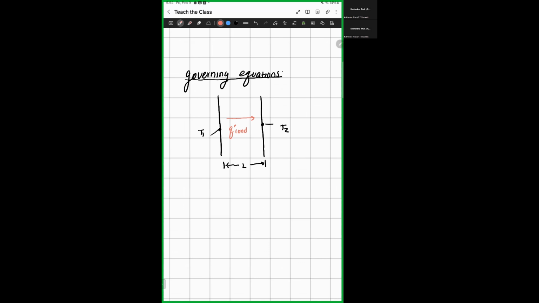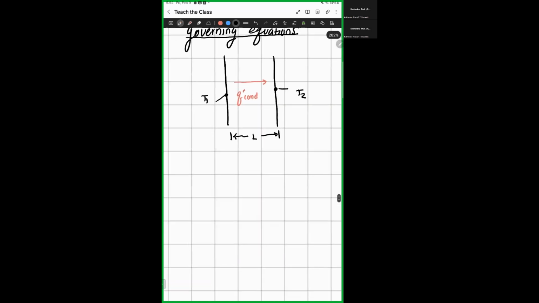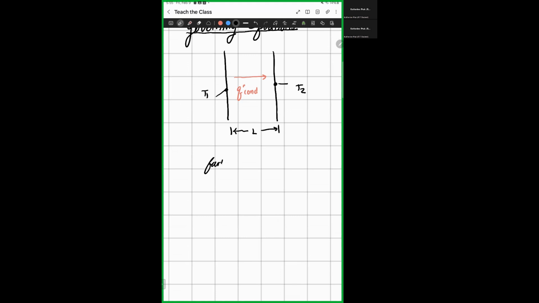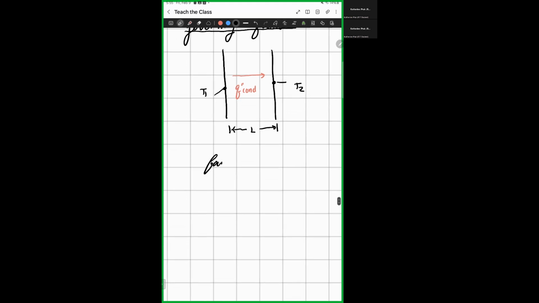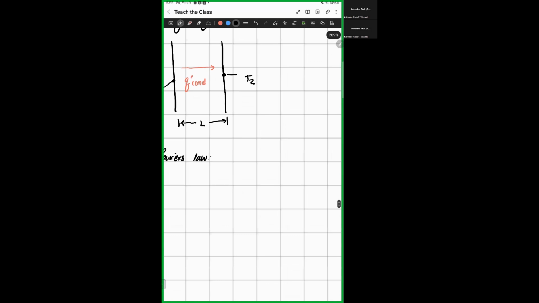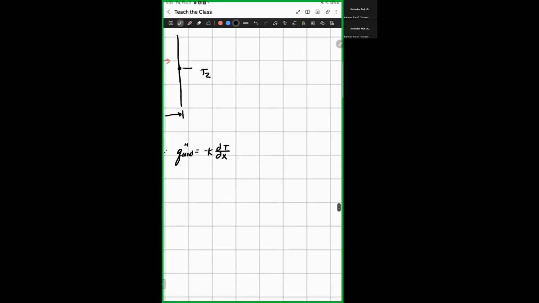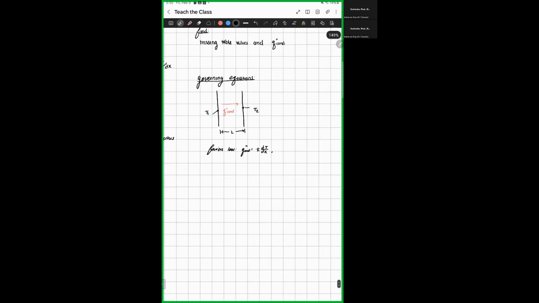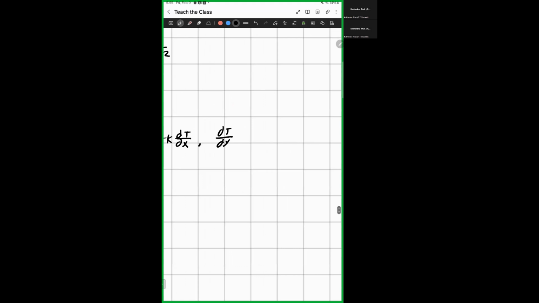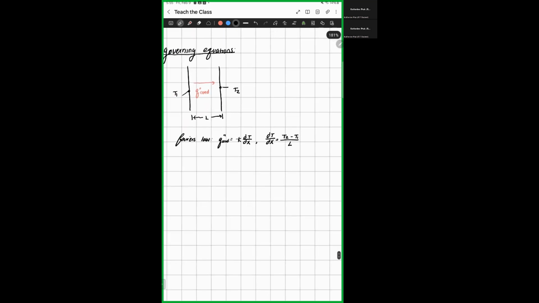And so from this, we know that it is conduction. So we are going to be using Fourier's law, which is Q conduction equals negative K dT/dx. And because it's 1D and we have a set length, dT/dx equals T2 minus T1 over the length L. We're going to keep it this way and always assume that conduction is going from T1 to T2, just so all the negative signs and everything works out.